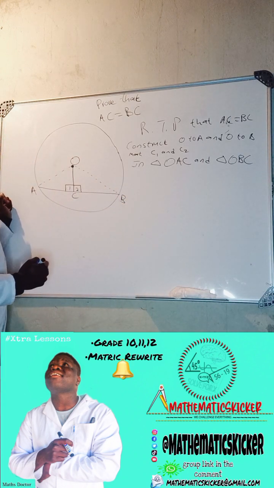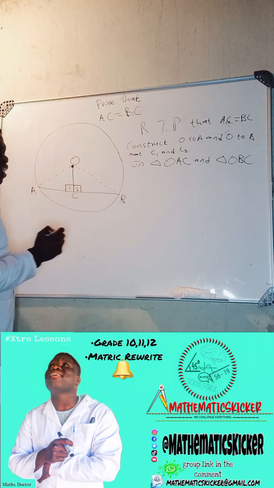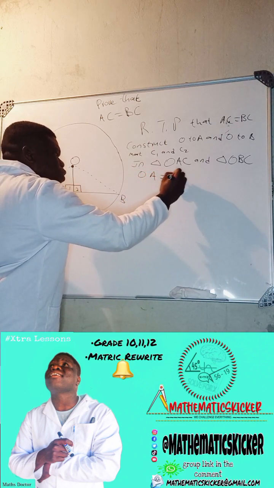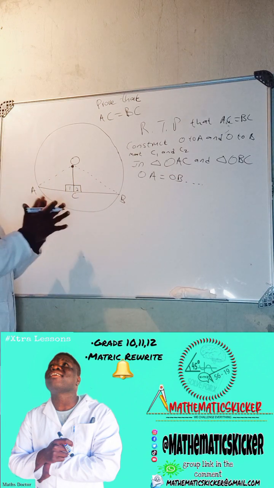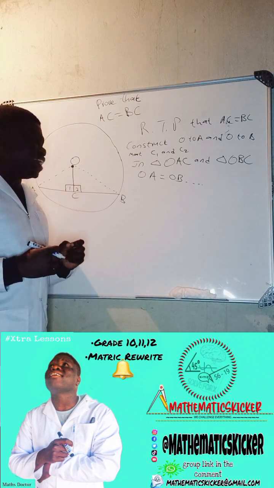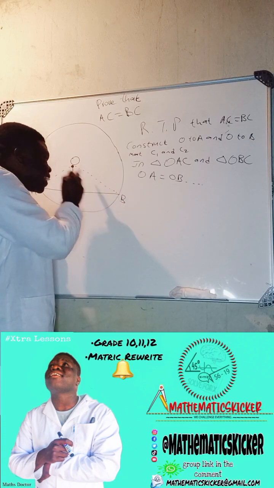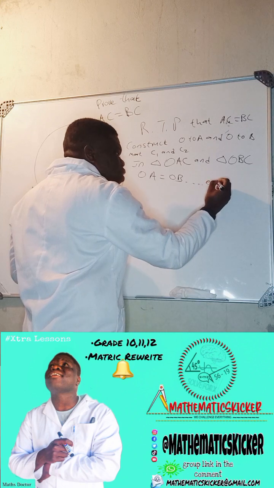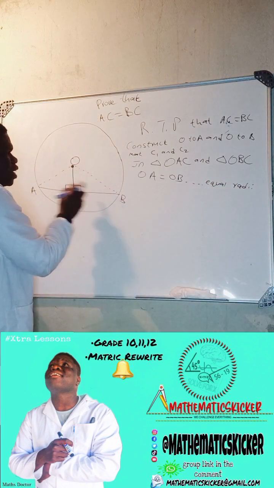We have these conditions. Actually, we constructed O to A and O to B. It means OA is equal to OB. Remember, in the introduction, when you prove, you have to give the reasons, right? In the introduction lesson, we said that a line drawn from the center of a circle to the circumference is a radius. Then it means this is a radius, this is a radius. Your answer will be equal radii. You have two radii, right?